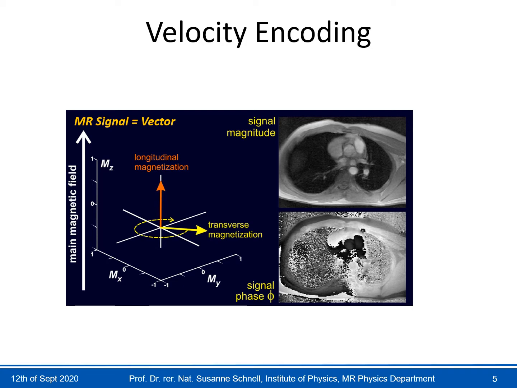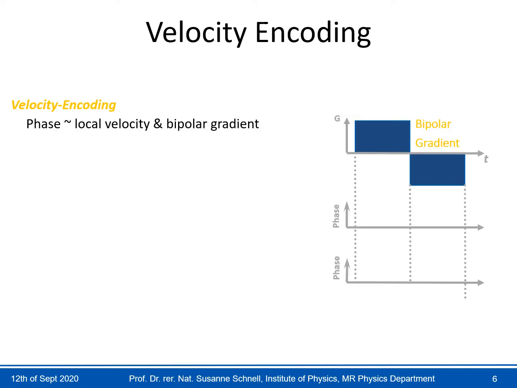So there are many questions we would like to have answers for, where potentially measuring hemodynamics can help. How does the velocity encoding work now? An MRI signal is a vector with a signal magnitude and a signal phase. Usually the signal phase gets discarded because it doesn't carry important information.